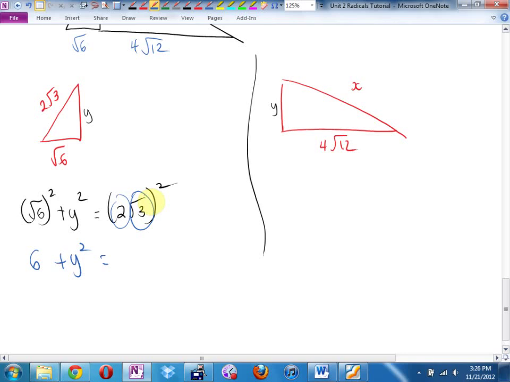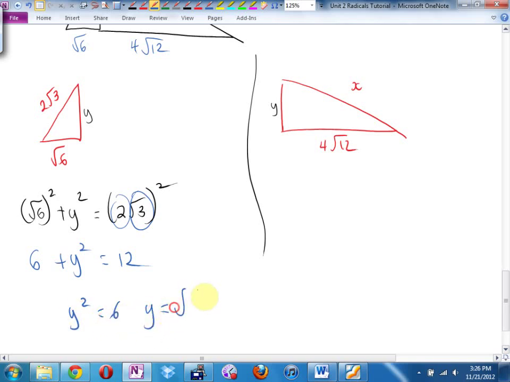What's 2 squared? 4. What's root 3 squared? What could I write instead of 4, 3? That's your equation. How would I get the y squared by itself? I'll get y squared equals 6.